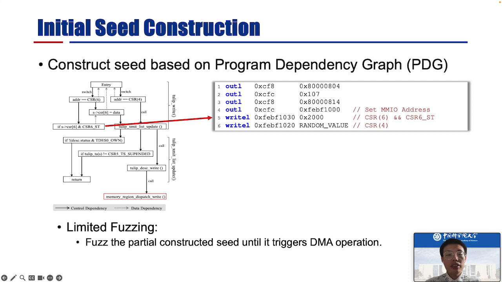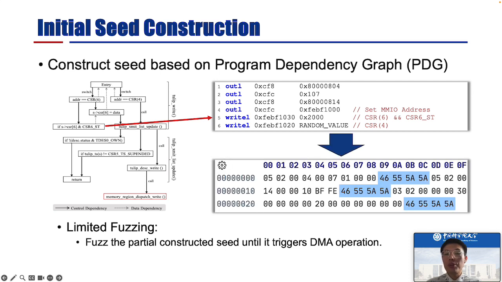During the construction, we insert a separator between the operation statements, which makes it easy for the fuzzer to split the operations. However, we usually cannot fully construct the initial seed to trigger the DMA operation due to the complexity of the constraints. So we perform a limited fuzzing on the partially constructed seed until it triggers a DMA operation.